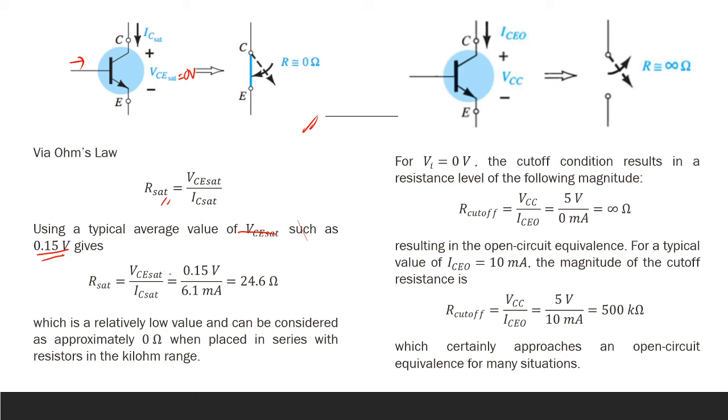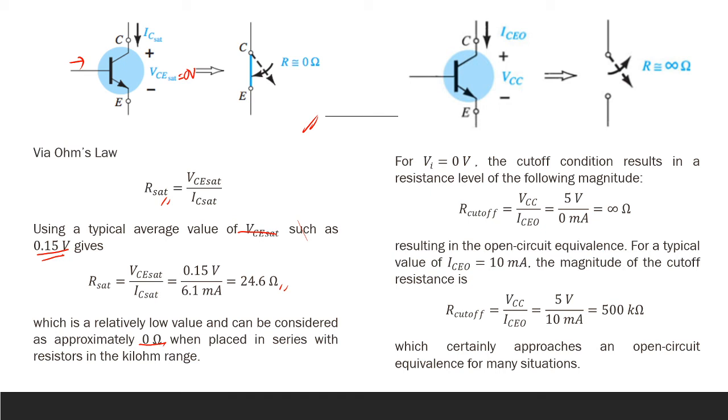So, using the same circuit, we will have, via Ohm's law lang to, 0.15 volts over 6.1 milliamperes. Ang sagot natin is 24.6 ohms. So, this is already a very low na value ng resistance. And for most applications, this can be considered as 0 ohms na.